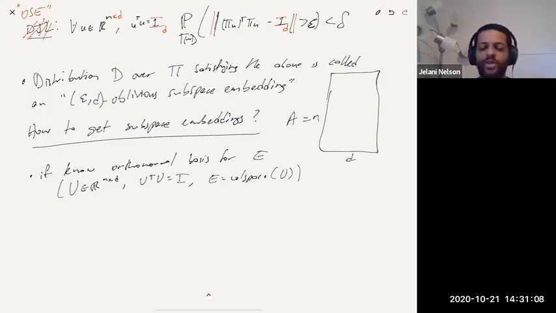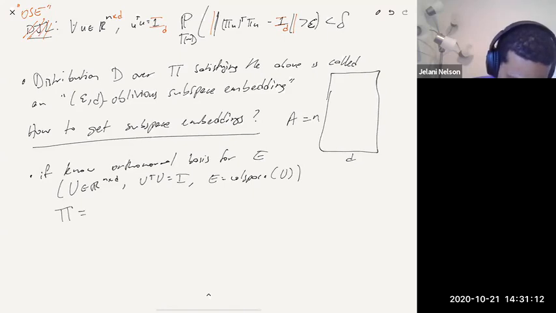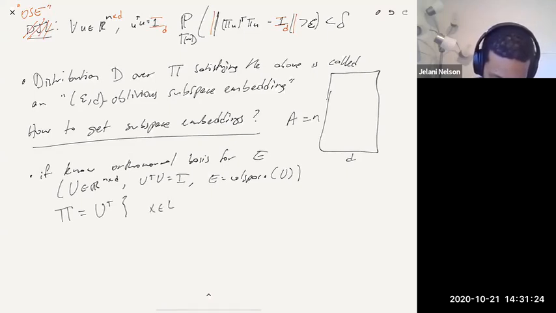So if I know such an orthonormal basis, I claim that a great thing you could do is choose pi to just simply be U transpose. Why? Because if X is in E, that implies that X is equal to UZ for some Z, which implies that pi X is equal to U transpose UZ, which is just Z.